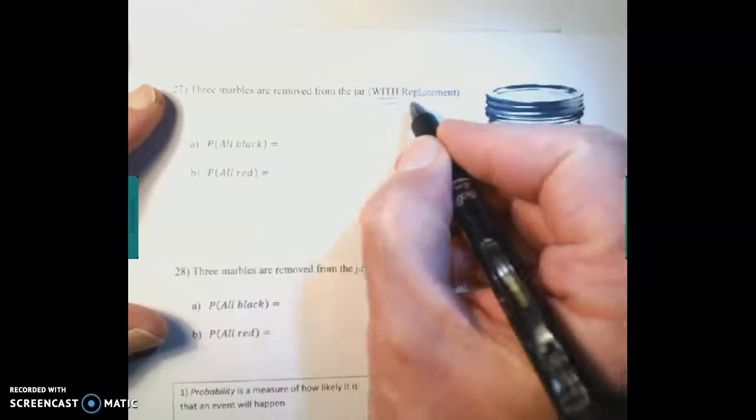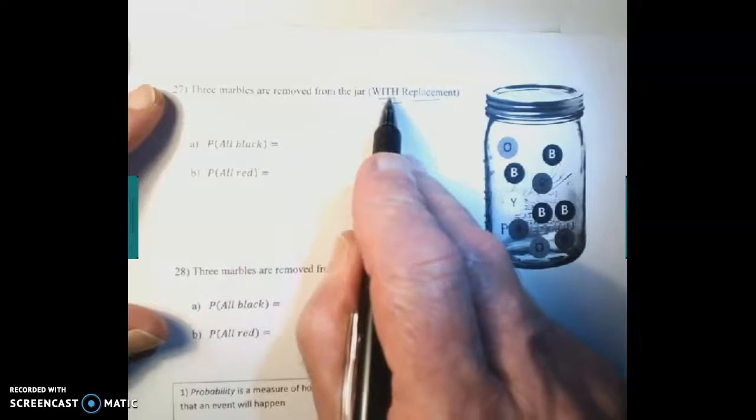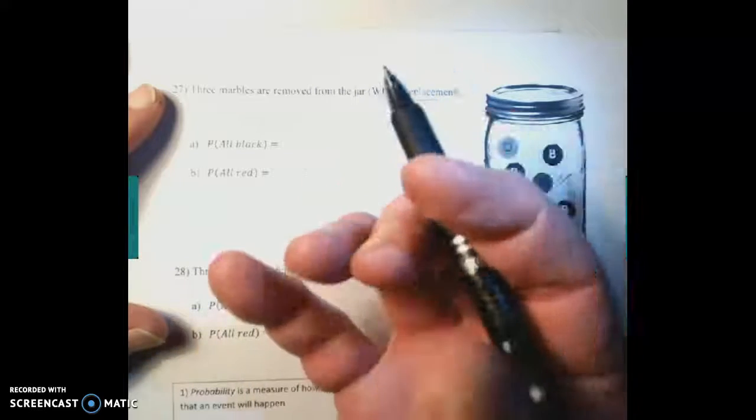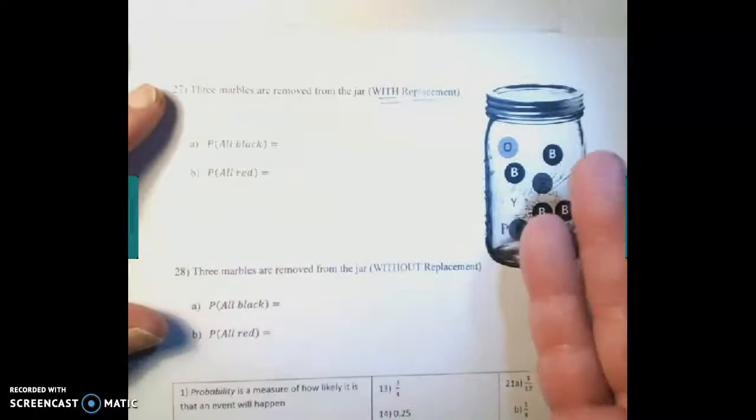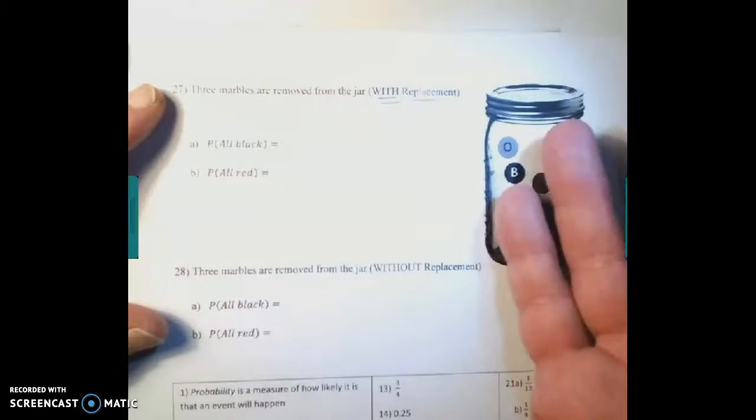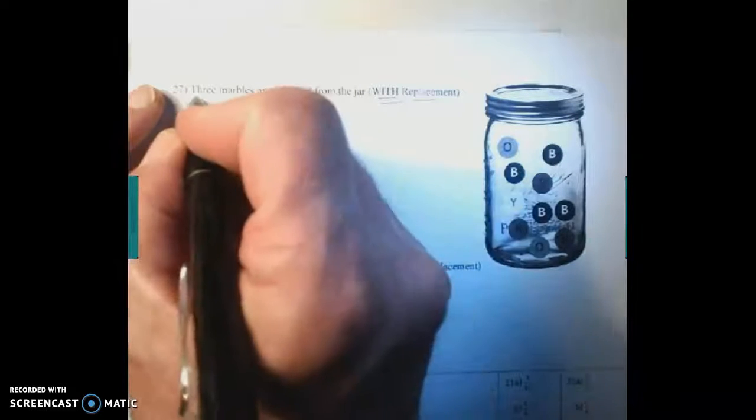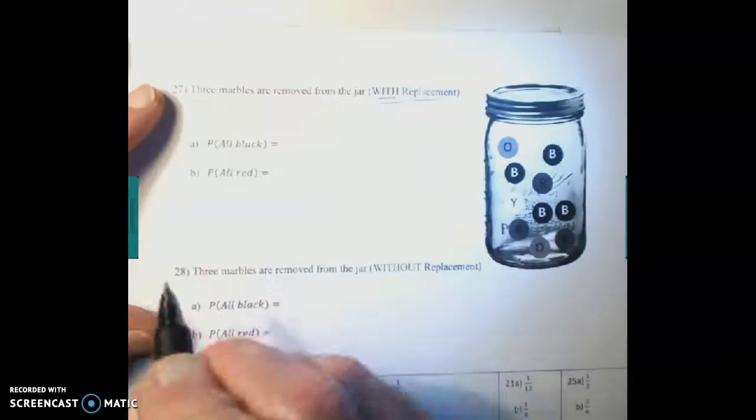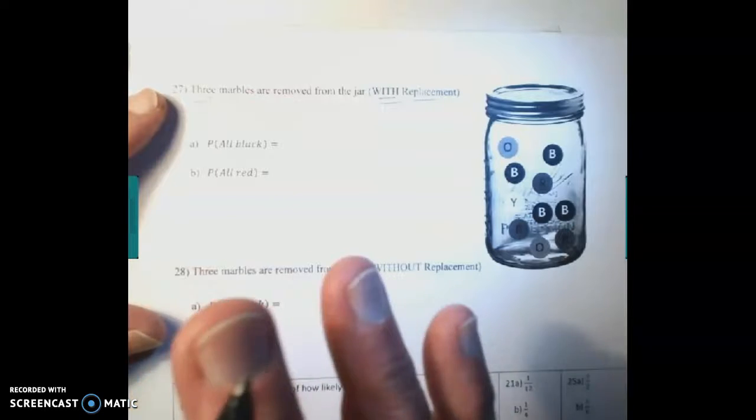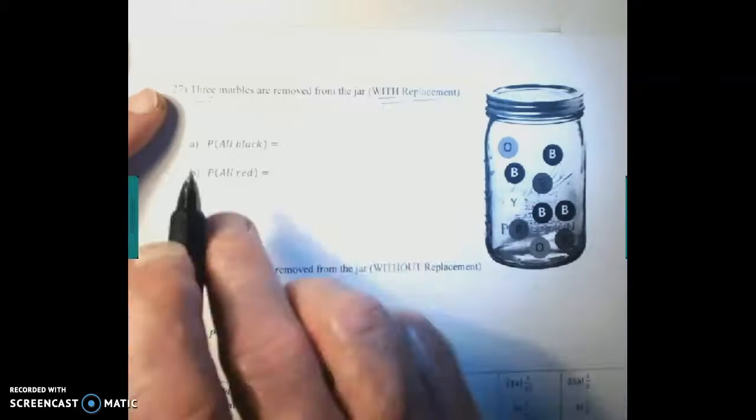with replacement. Means that when we pull the marble out, we're going to see what color it is, but then we're going to put the marble back in the jar and draw again. Important issue, we're drawing 3 marbles from the jar. So we have to reach in 3 times.